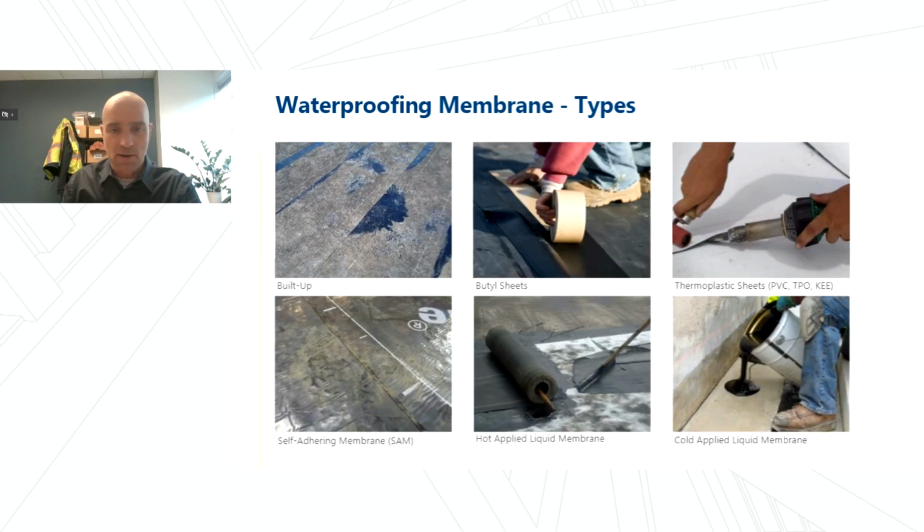Now, there are a variety of waterproofing systems available that can work in split slab construction, including single ply membranes, self-adhering sheets, and both hot and cold applied liquid membranes. We're not going to cover the advantages and disadvantages of all these systems today. That'd be a separate talk entirely.